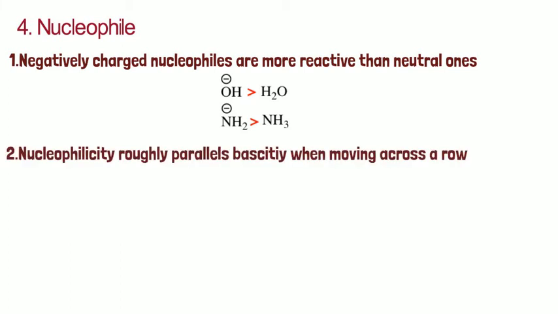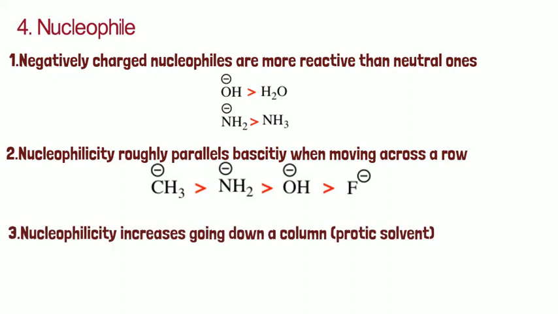Second, nucleophilicity roughly parallels basicity moving across a row. For example, NH2 negative is a stronger nucleophile compared to fluoride as it is a stronger base. Remember, moving across a row, electronegativity decreases, and thus electrons are less tightly held and are able to form a bond more easily.